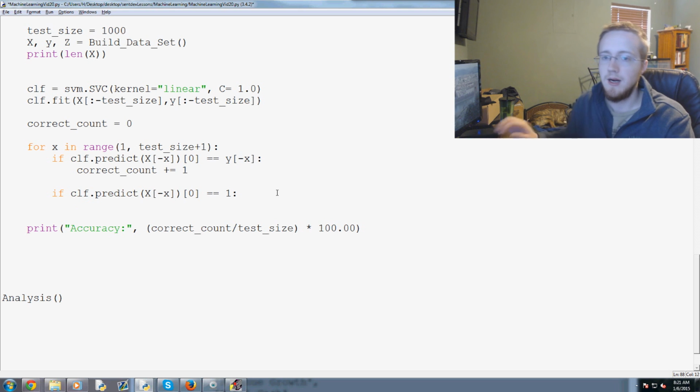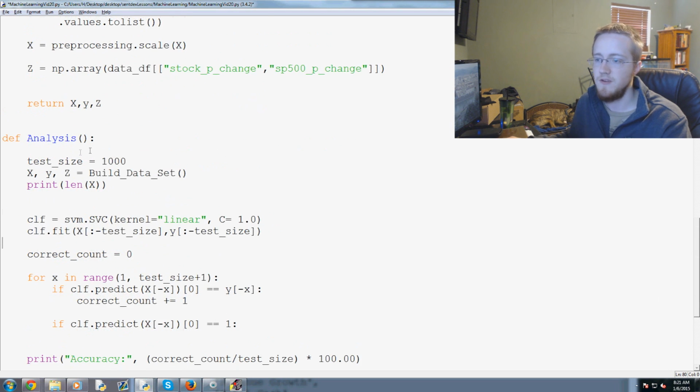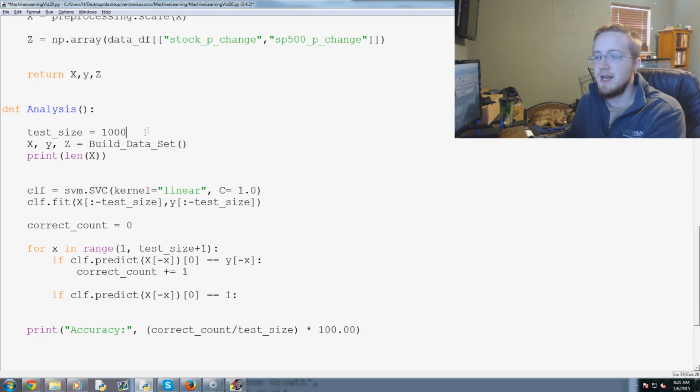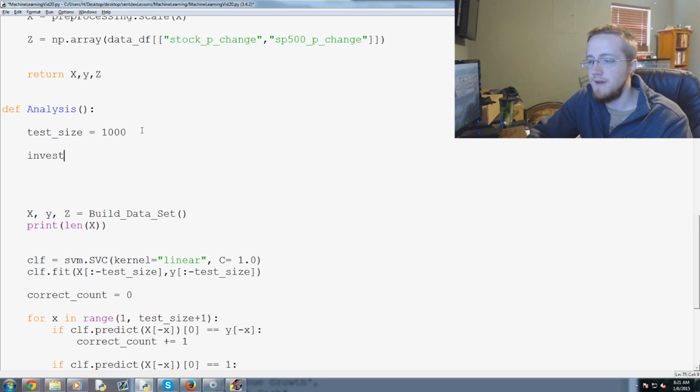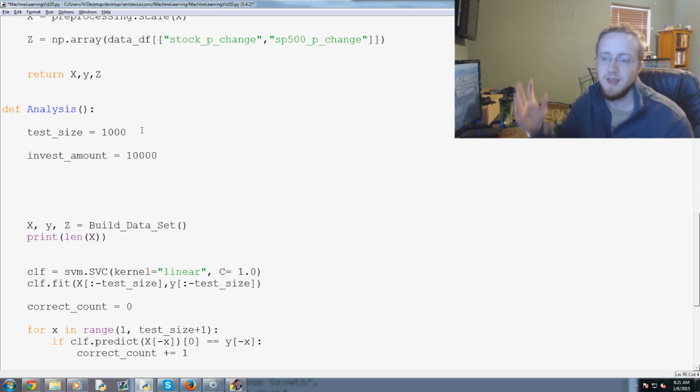So now, in fact, we need to add a few starting parameters here. Test size is 1,000, that's fine. We're also going to add invest_amount, and this will be the amount that we invest each time. We'll just put 10,000. You could put 100, you could put 1,000, you can do whatever you want. We're going to put 10,000. Then we're going to account for total_invests, and that's going to be the total amount of trades that we make.